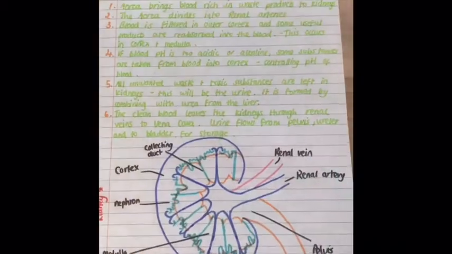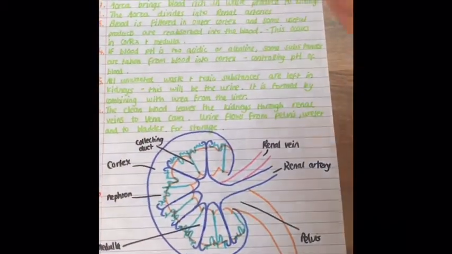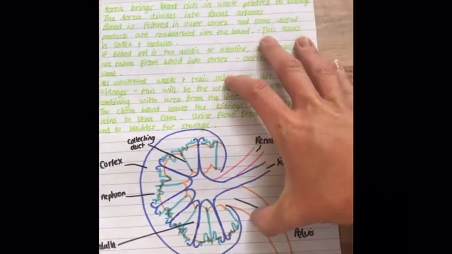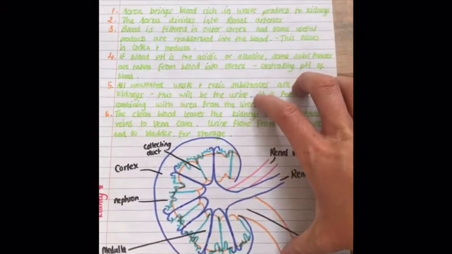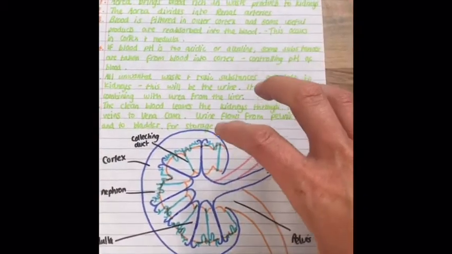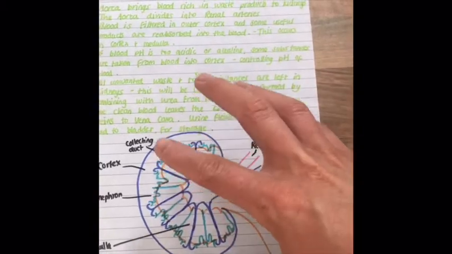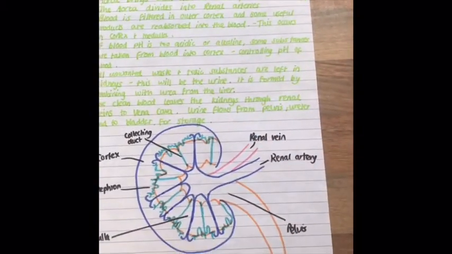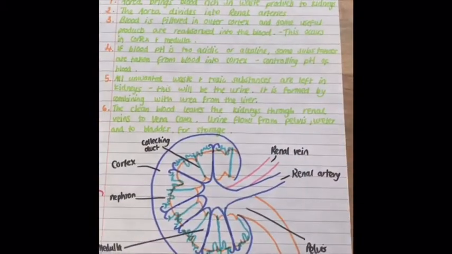So now we're talking about how urine is actually formed. This is the ordinary level version of it. It's really helpful for higher level as well to form your basic understanding of it, and then we move on to a very detailed version of it in a minute.